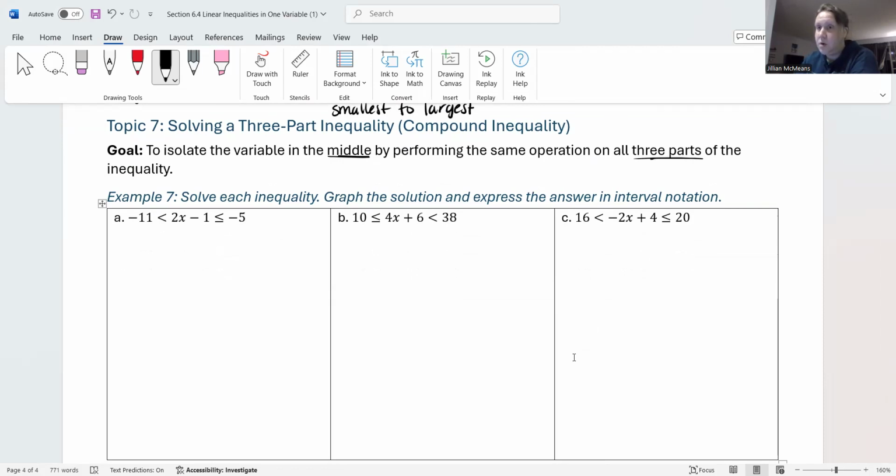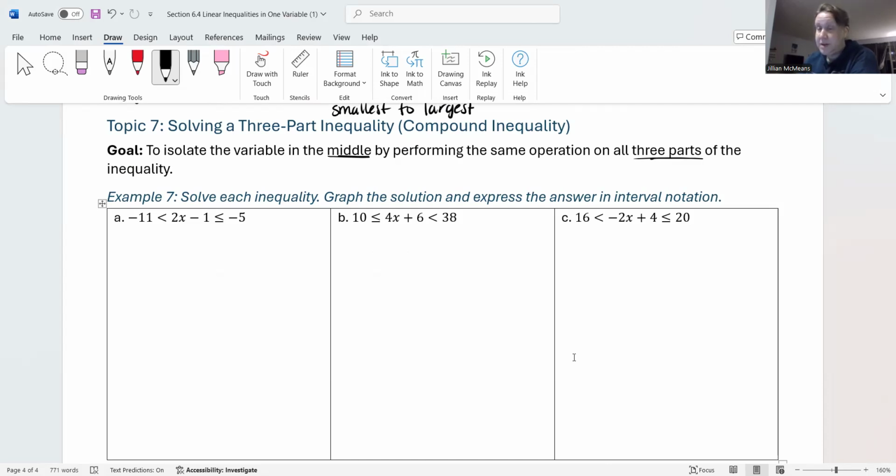So for example 7, it says solve each inequality, graph the solution, and express the answer in interval notation. So at this point, we haven't talked about interval notation with a compound inequality, so I'll show you as we go, but I think interval notation here is actually easier, okay? So we have for part A, negative 11 is less than 2x minus 1 is less than or equal to negative 5. Our goal is to isolate x in the center, in this middle piece.